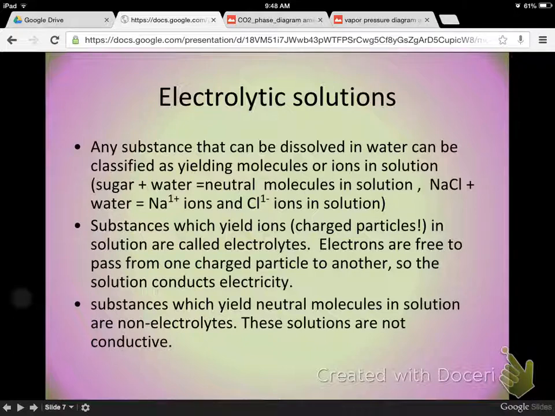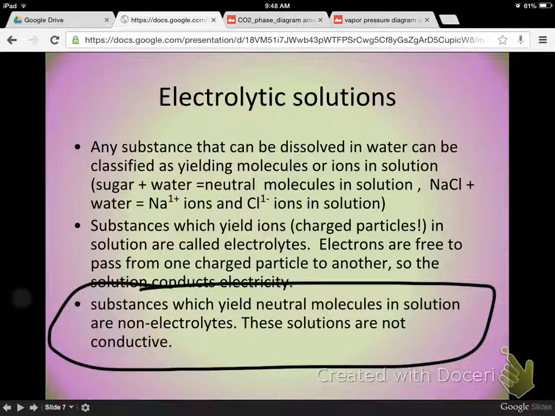When we talked about ionic versus molecular compounds, we said that solutions of ionic substances tend to be conductive because those charged particles separate, and then you've got electrons that are free to move around. Any substance that can be dissolved in water that yields ions is going to conduct. So salt, table salt, sodium chloride, potassium chloride, sodium nitrate, anything that you can write an ionic formula for is going to be conductive as a solution. If it doesn't conduct, if it yields molecules, it's non-electrolytic. And so for the most part, ionic compounds are the ones that are electrolytic. There are a few exceptions to that, like acids.